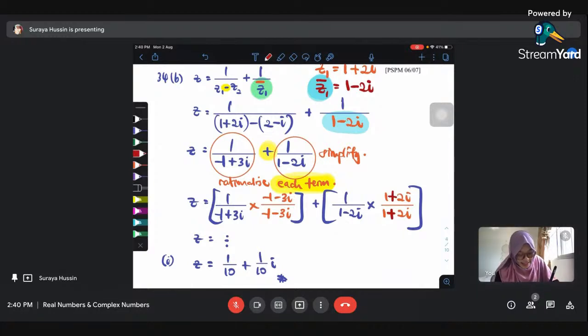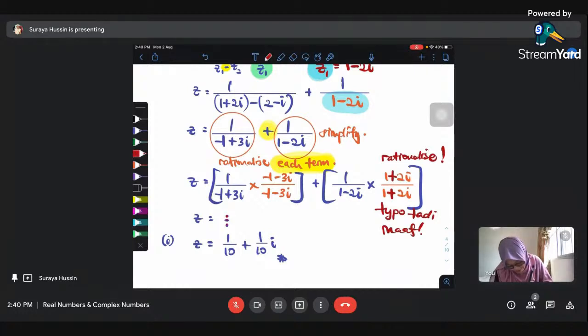Sorry. Okay, this is where the rationalize. Ini yang saya typo tadi ya. Maaf. Ampun. Oh my god, this is where I typo. Okay, konsep tak konsep ikut ya. Okay, so now you solve it by yourself. Solve it yourself.